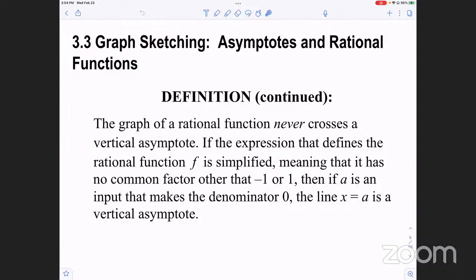The graph of a rational function never crosses a vertical asymptote if the expression that defines the rational function f is simplified, meaning that it has no common factors other than -1 or 1. Then if a is an input that makes the denominator 0, the line x equals a is a vertical asymptote. So long story short, if a number produces a 0 in the denominator and not a 0 in the numerator, then that number is going to be a vertical asymptote.